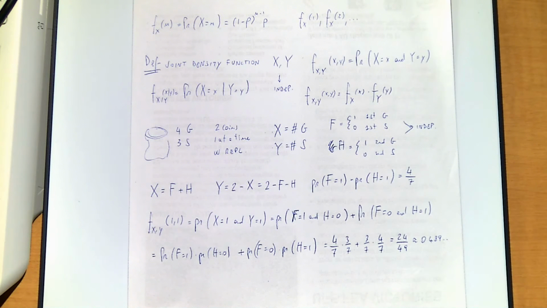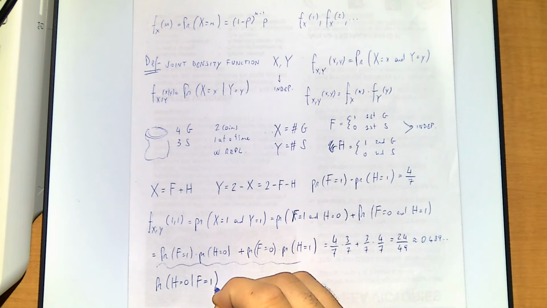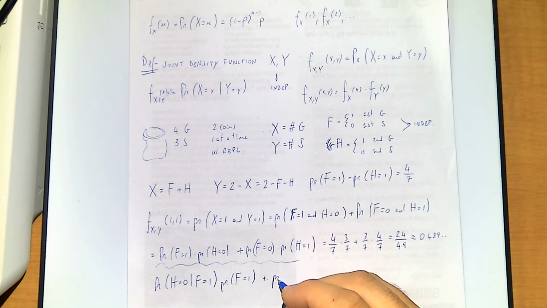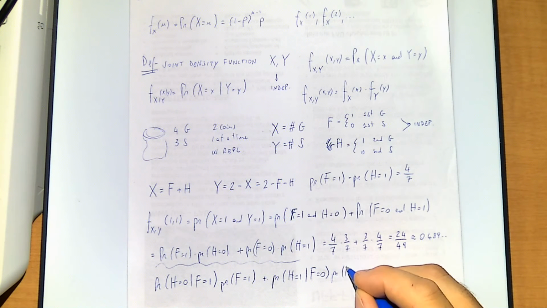So when you get to this point, I cannot simply put the product here because the events are not independent anymore. Clearly this becomes instead the probability of h equals 0 given that f is equal to 1. So if I draw the first gold coin, then what's the probability of the second? And then I multiply this times the probability of drawing the gold coin at the first. And then the chance of drawing it the other way around is the opposite one, right? So it's the probability of h being equal to 1 given that f is equal to 0, times the probability of f being equal to 0.